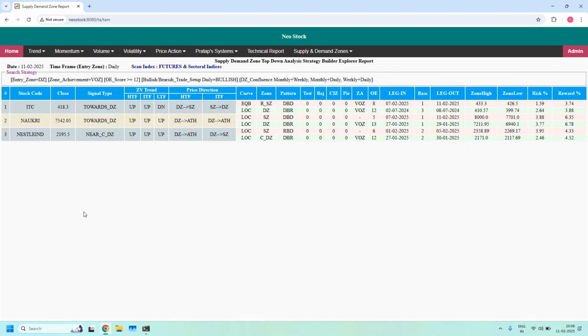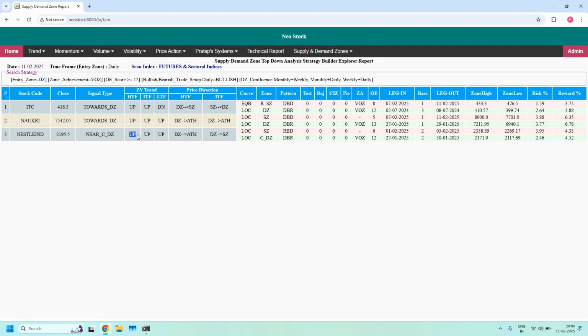See, Nestle is also filtered. That means this daily demand zone is overlapped with weekly demand zone. Both together again overlapped with monthly demand zone. And moreover, this stock's weekly demand zone is having weekly EMA confluence. It's a very powerful zone. Okay, next, out of these 3, all are uptrend.